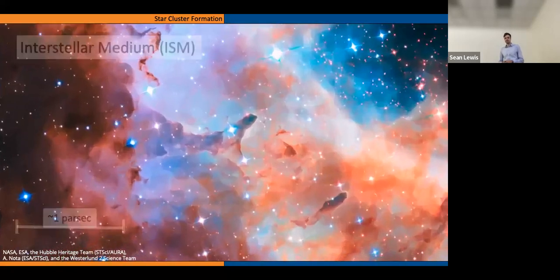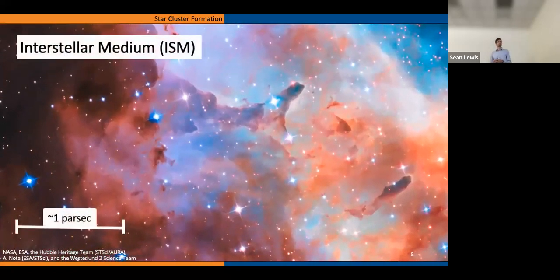Okay, great. So we're looking at the different regimes that are important for star cluster formation. We'll start by looking at the gas. We have a scale on the bottom left that's approximately 1 parsec. A parsec is 3.3 light years or so. So fairly large. The gas for star cluster formation we refer to as the interstellar medium. It's the material in between stars.